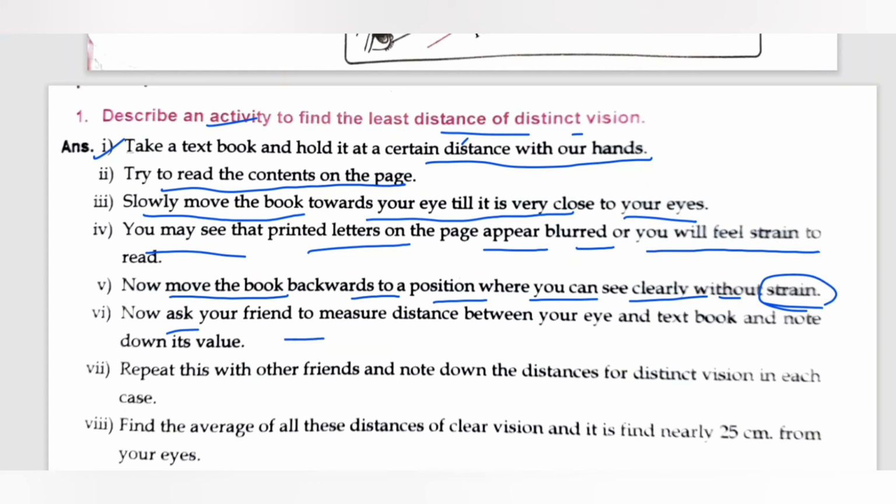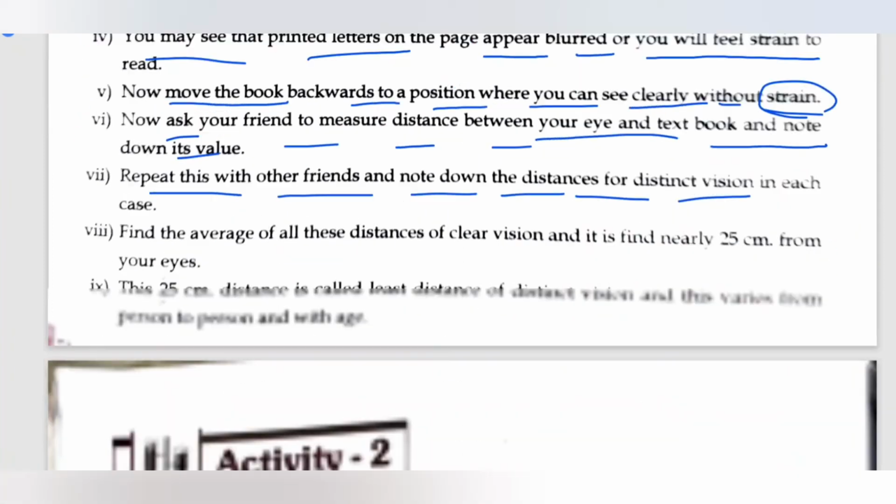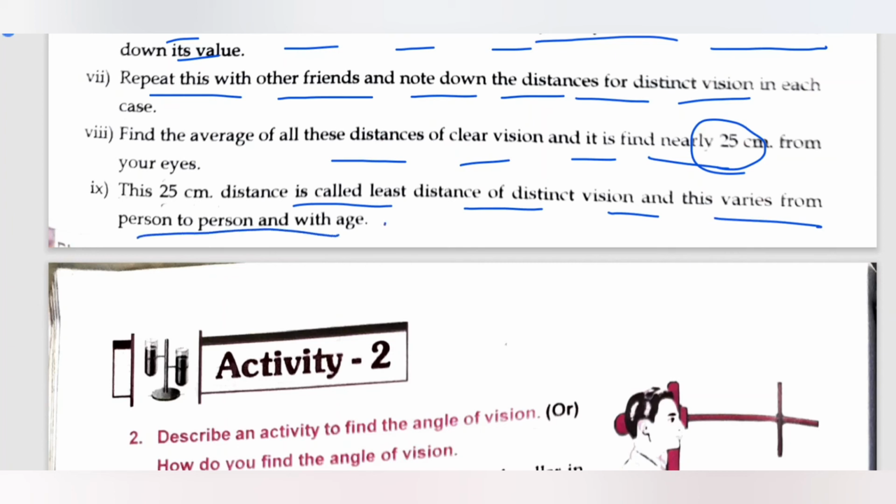Now ask your friends to measure the distance between your eye and the textbook and note down its value. Repeat this with other friends and note down the distances for distinct vision in each case. Find the average of all these distances of clear vision, and its value will be nearly 25 centimeters from your eyes. So this 25 centimeter distance is called the least distance of distinct vision, and this value varies from person to person and with age.